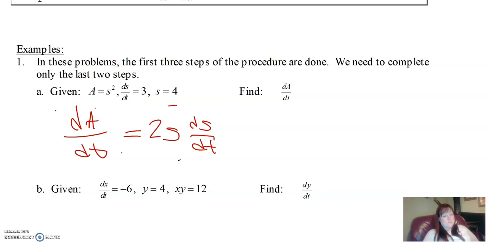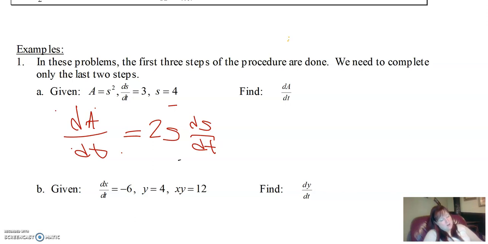So we differentiated this equation, and now all we have to do is find what dA dt is. In implicit differentiation, you're going to be given a lot of information. Right now I can tell you this is the equation for the change in the area with respect to time, and this is the change in s with respect to time, but I don't actually know what those values are. So I am going to fill in what we're given.